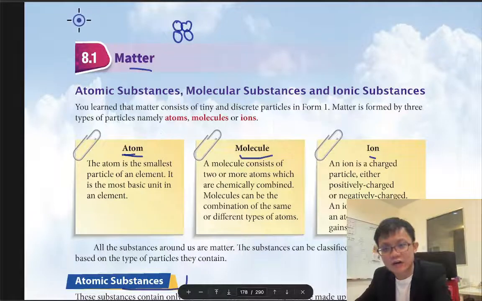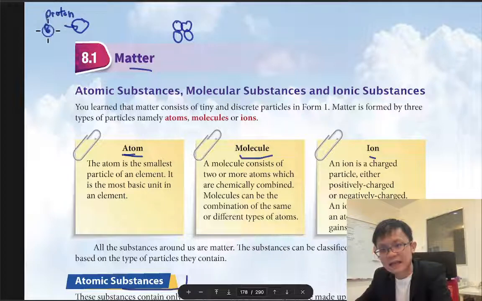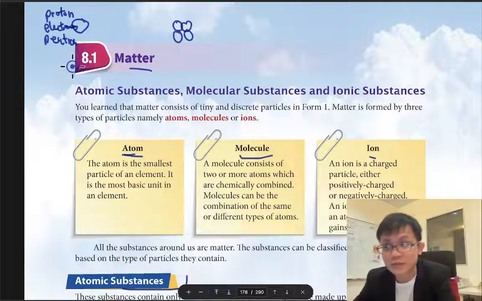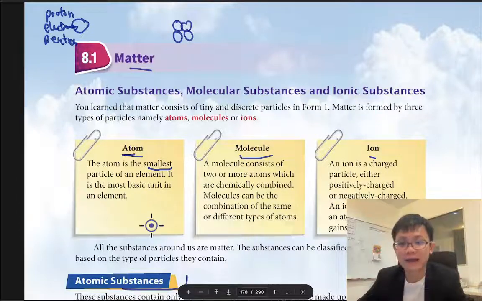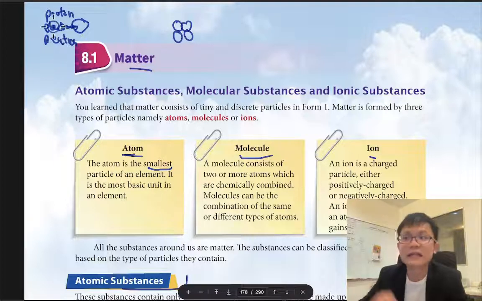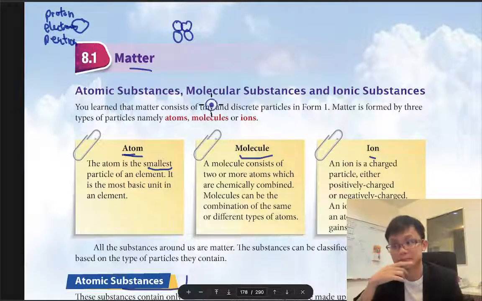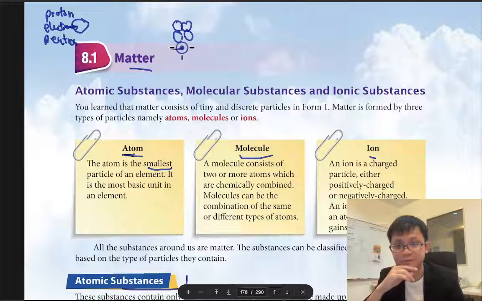Of course, in the atom there are proton, electron and neutron. Proton, electron and neutron are even smaller, but here it already says the smallest particle of an element, so don't get confused. Yes, the atom is the smallest particle of an element, but proton, electron and neutron are even smaller than the atom. So basically we know what an atom is.